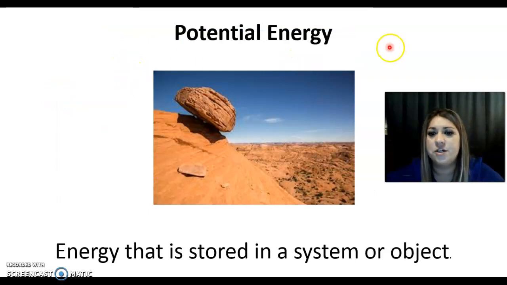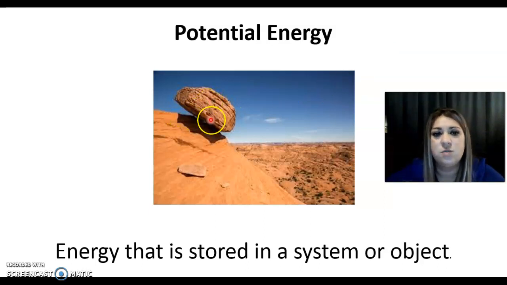Okay, so potential energy. Potential energy is energy that is stored in a system or an object. So it's energy waiting to be released, energy that's waiting to come out. The example that I've given you guys is this really huge boulder on top of this cliff. At the top of this cliff, this boulder has potential energy. It is full of stored energy. It's not moving. It's not coming down this cliff yet. But we know once it does move, then that energy will be converted to kinetic energy. But at this moment, at the top of this cliff, this boulder only possesses potential energy.